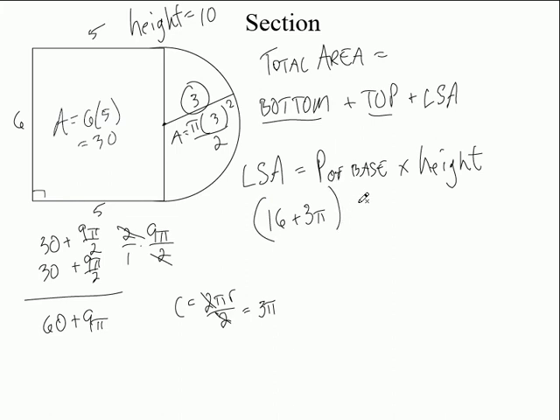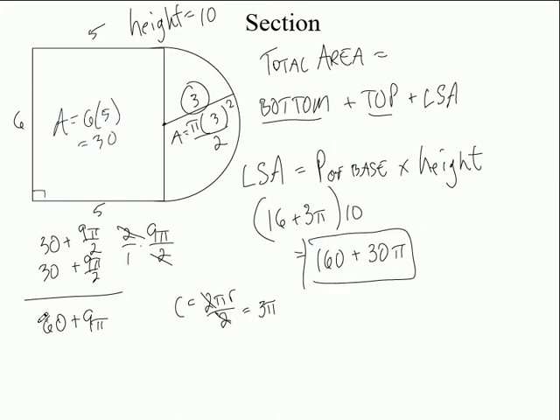You take that and you multiply by the height. What's the height of this thing? It's 10. Very good. Okay, so if you wanted to, you could write this as 160 plus 30 pi. Now what is that? That's not my total answer. That's just the lateral surface area.